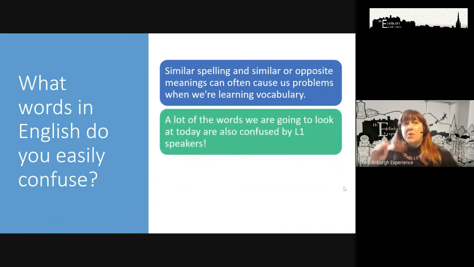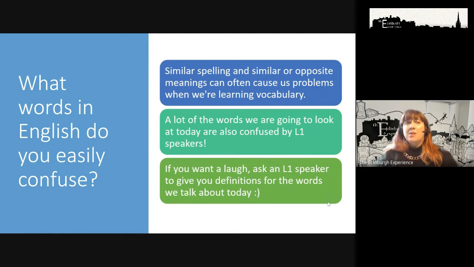A lot of the words we're talking about today, L1 speakers of English also confuse quite often. So if you want a laugh and to feel better about yourself, ask an L1 speaker to give you definitions for the words we're talking about today, because they're going to find it really difficult as well. So don't worry if these are difficult words to understand the difference, because they're difficult for L1 speakers too.